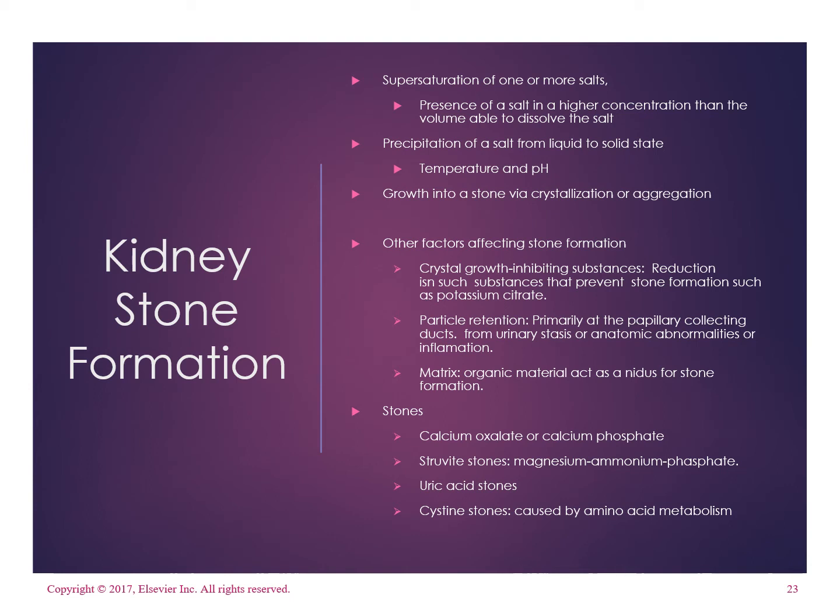So there's kidney stone formation. There are a couple of different theories for this, but the main one is supersaturation of one or more salts: the presence of a salt in a higher concentration than the volume able to dissolve that salt, the precipitation of the salt from liquid to solid state, and the temperature and pH. They grow into a stone via crystallization or aggregation.